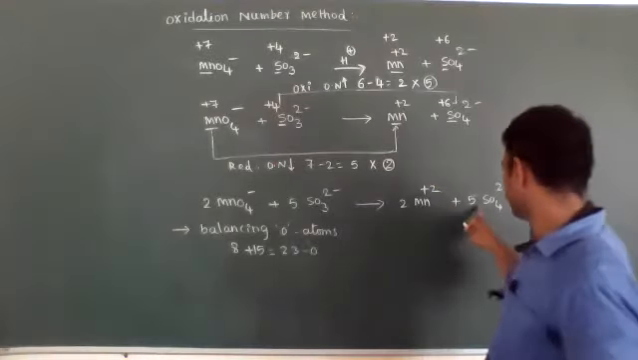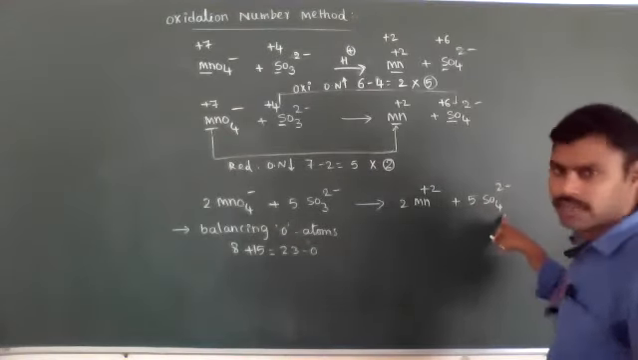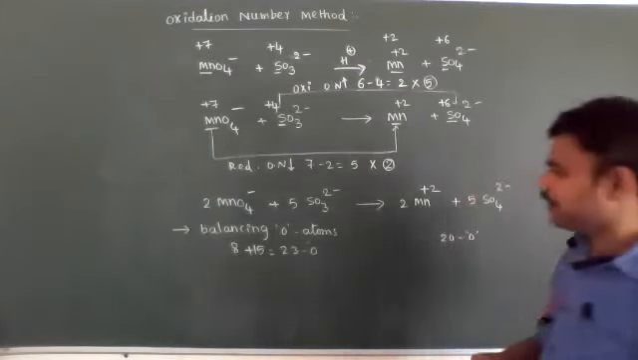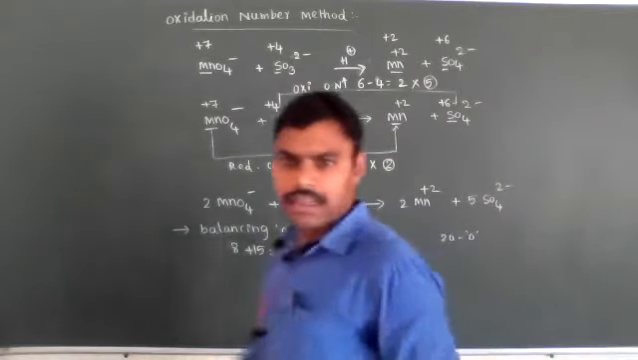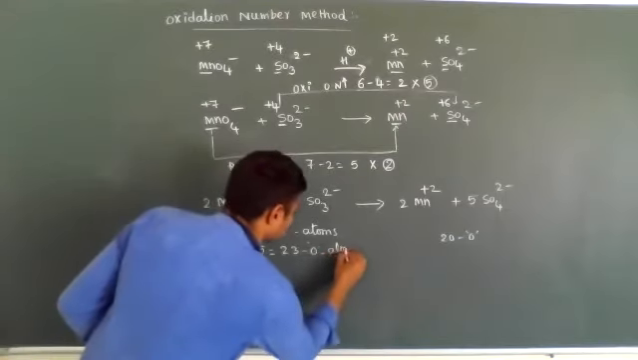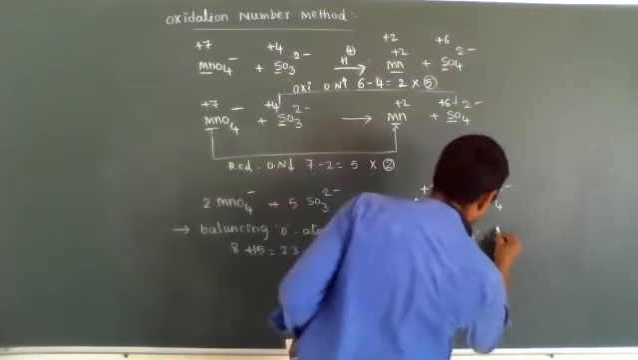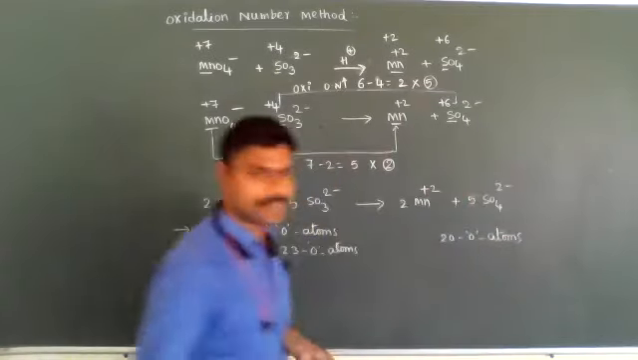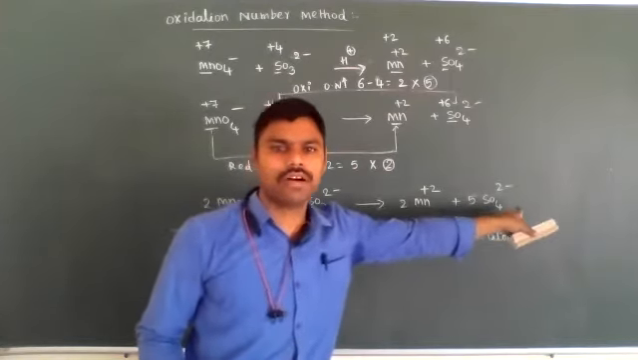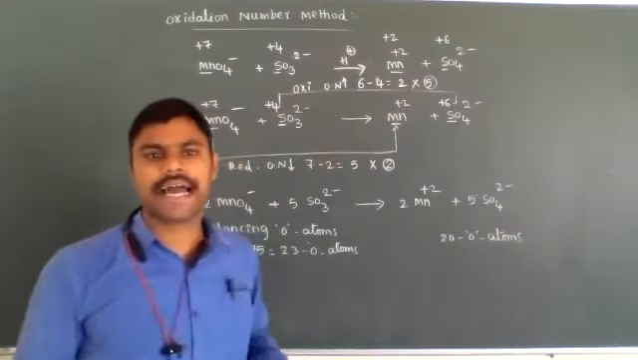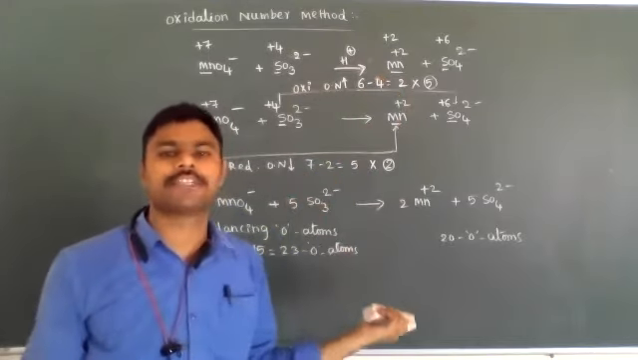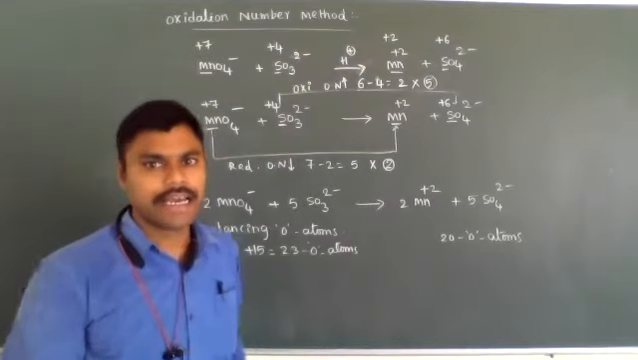Now the right side: 5 SO4 2 minus means 5 fours are 20. 20 oxygen atoms are present. Which side has fewer oxygen atoms? The right side has 3 oxygen atoms less. So on the right side I am adding 3 H2O molecules. Due to the addition of 3 H2O, 6 hydrogen atoms more came on the right side. For acidic medium, how to balance hydrogen atoms? On the opposite side we need to add H plus ions.